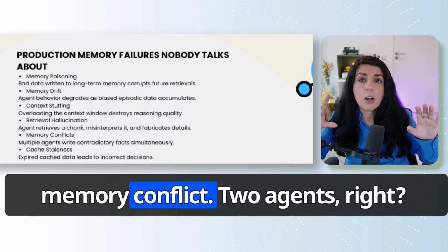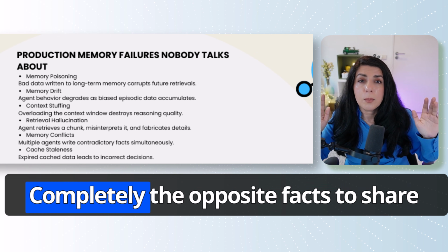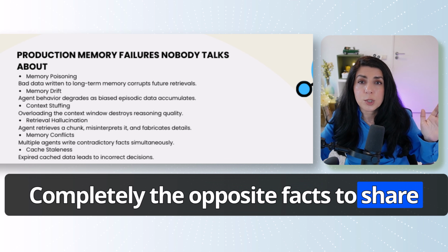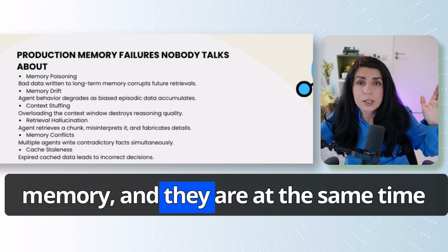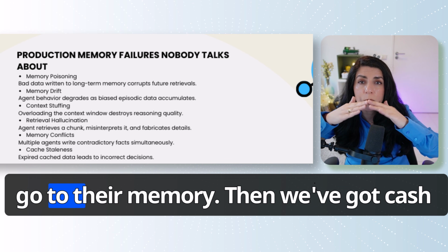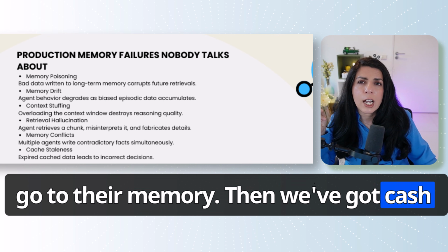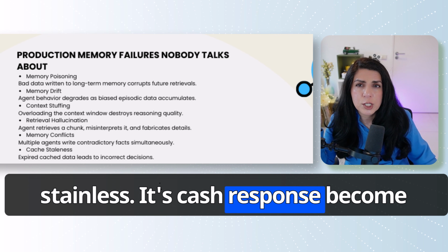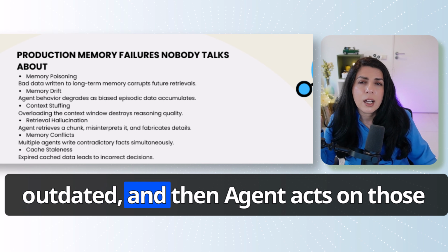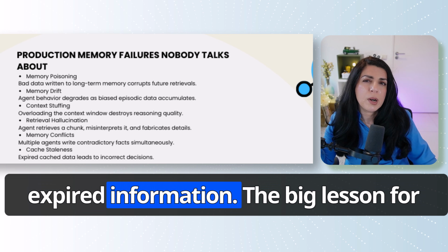Then we have memory conflicts: two agents write completely opposite facts to shared memory at the same time. Then cache staleness: cached responses become outdated, and the agent acts on that expired information.